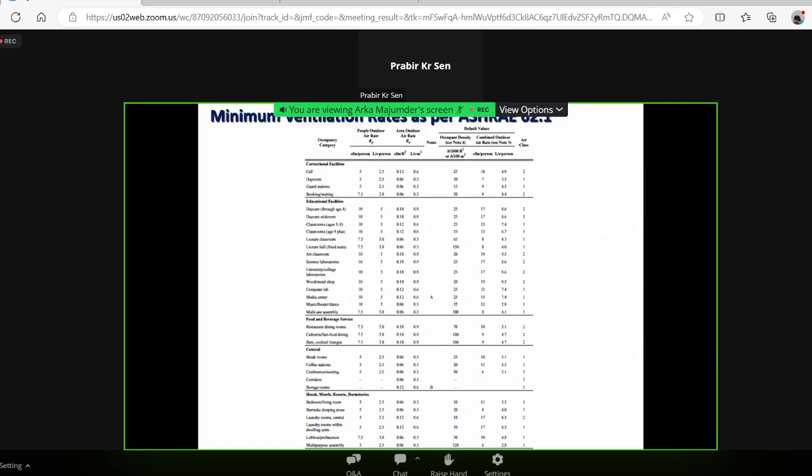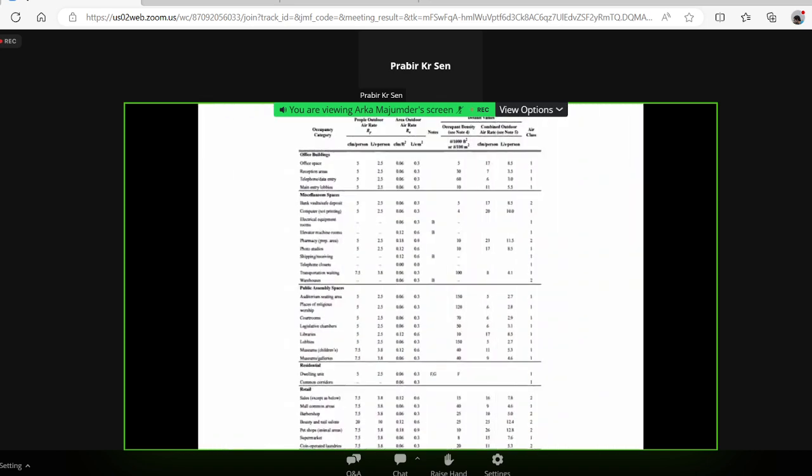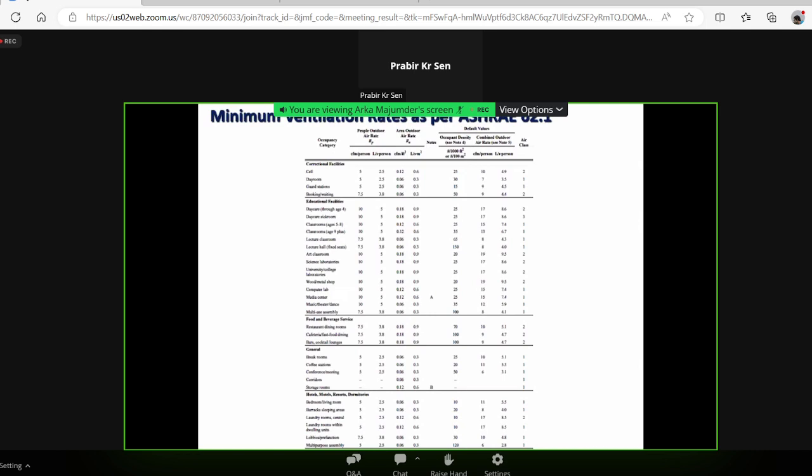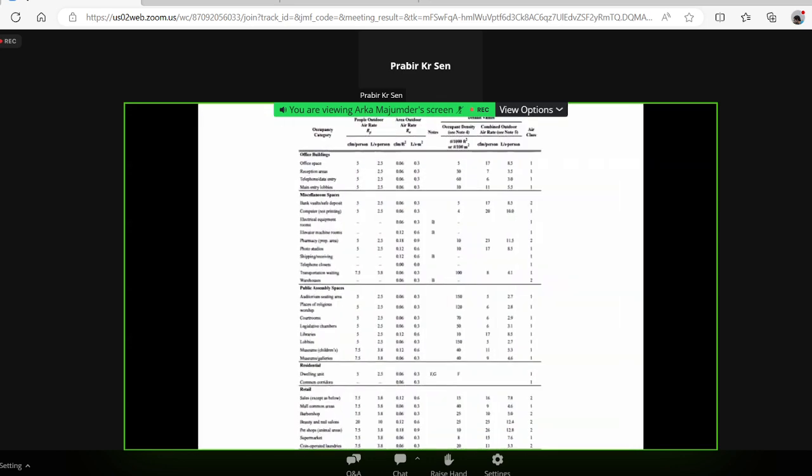These are the ISHRAE tables which give how many liters per second per person and how many liters per second per square meter for various applications, like retail stores, hotels, malls, etc. So these are some copies from the ISHRAE.